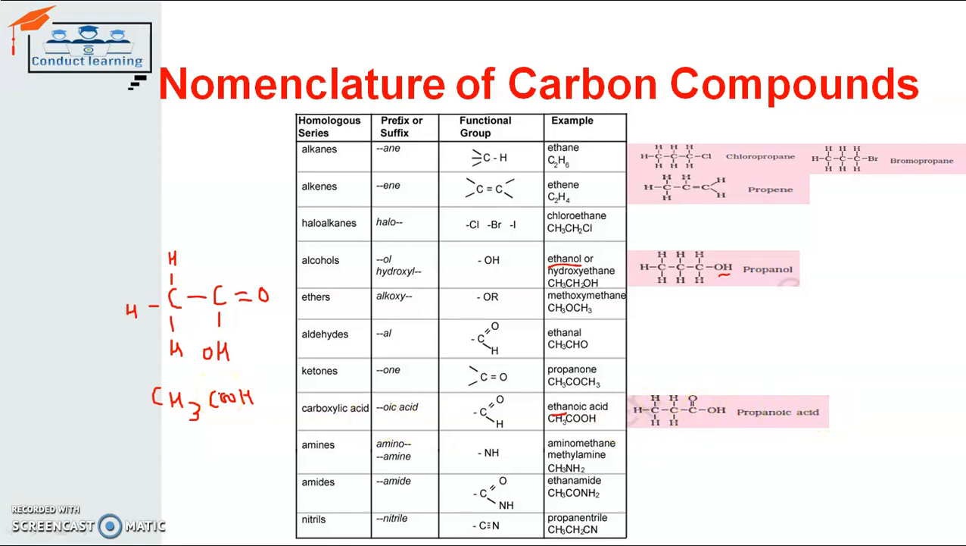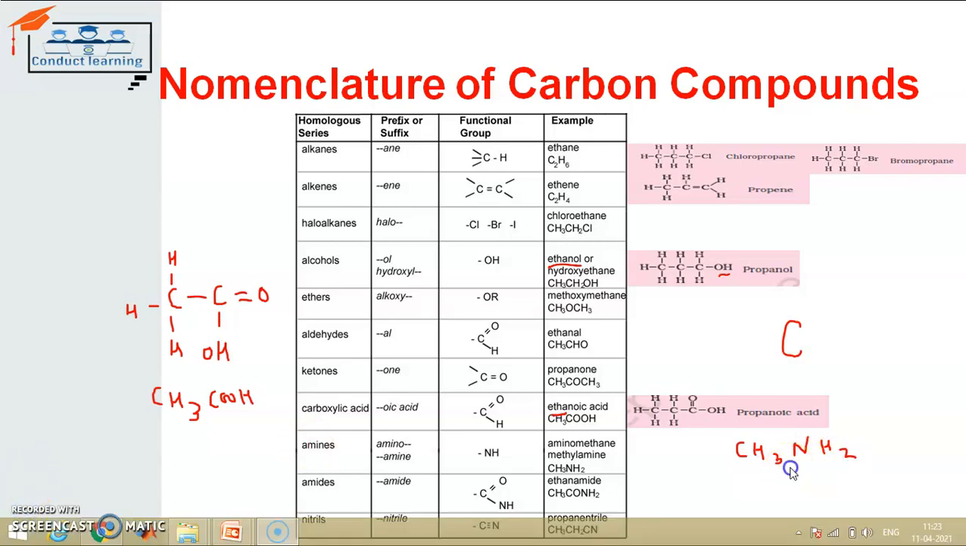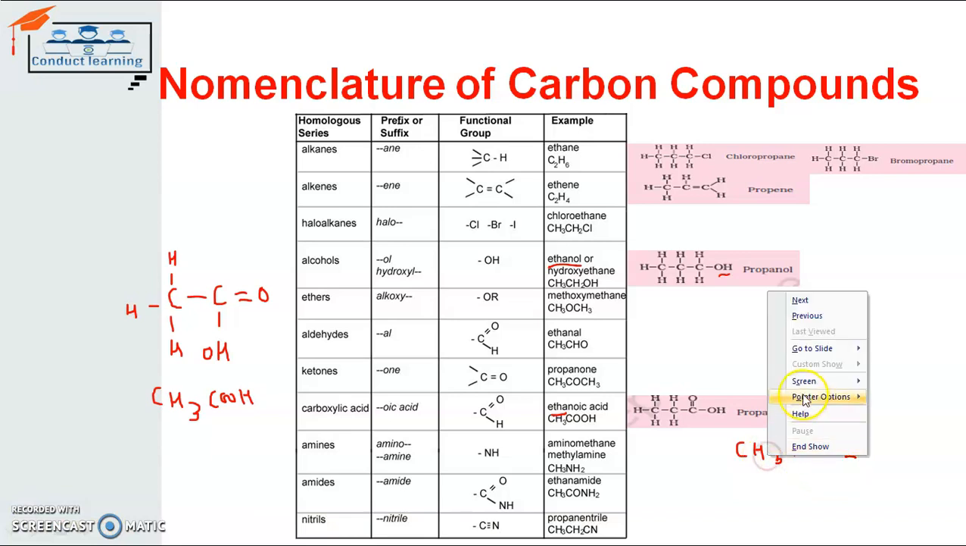In that way, the next one is also coming, that is amine. Amino is a prefix or suffix for it, and NH2 is the functional group. The example taken here is aminomethane, or methylamine, and the chemical formula for it is CH3NH2. Let's see how the structure diagram will be drawn for it. So this is the chemical formula for aminomethane.